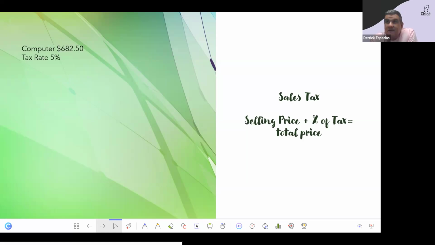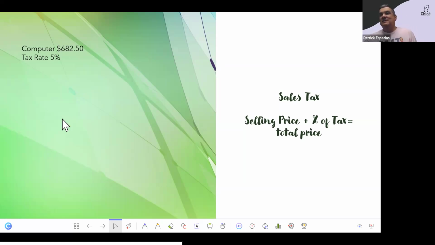We have that computer that's $682.50. All right. So that's what we think we're paying at the register. But we have to pay 5%. Now, when a store is charging you the sales tax, they're not keeping it. They're just an intermediary passing it on to the government. So they're not keeping that 5%. If they do, trust me, things will happen and they'll happen quickly.